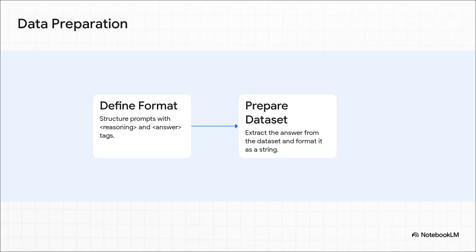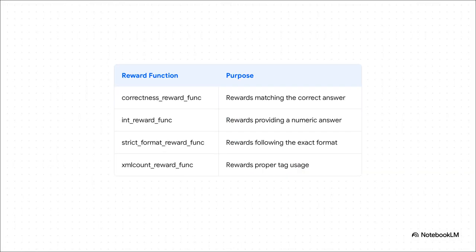But of course, you can't just throw the workbook at the AI. First, we have to prep the data. This means setting up really clear rules for how everything should be structured. We're going to use these specific tags, like reasoning and answer, so the AI knows exactly what's expected of it. No confusion. And this, right here, this is our grading rubric. It's all built around these specific reward functions. We're basically telling the AI, hey, you get points for getting the answer right, you get a few more points if you actually provide a number, and you get bonus points for perfect formatting and using all the tags correctly.